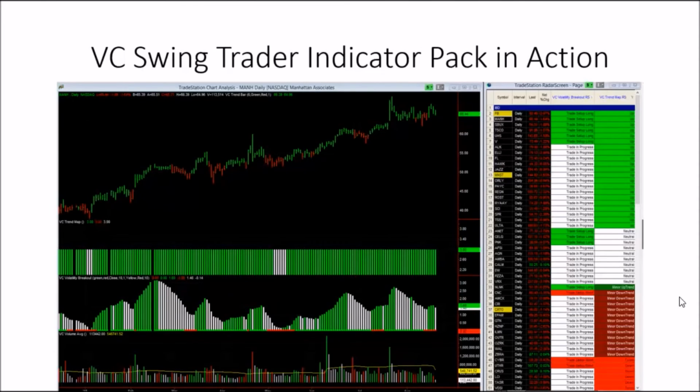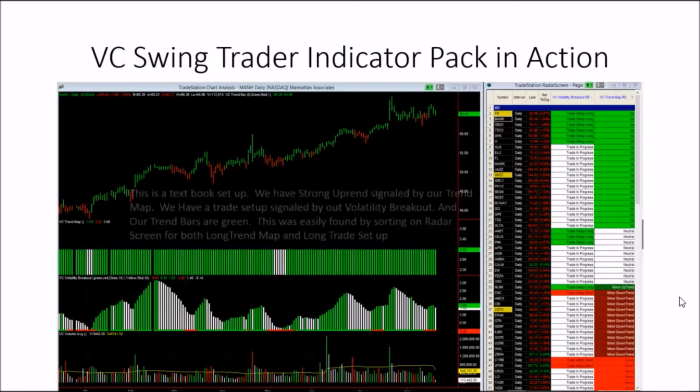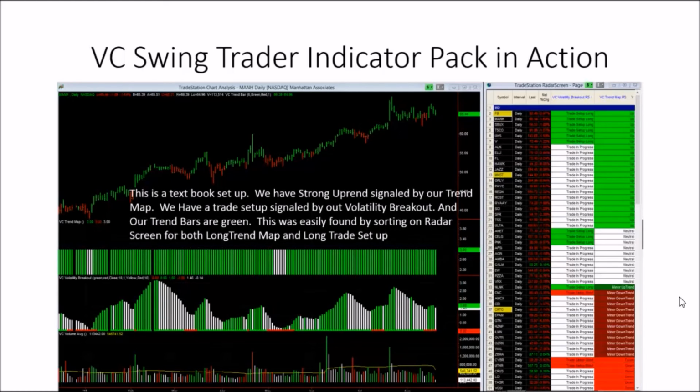So now tying it all together, we have all of our indicators. We can see they all work together, and radar screen is to the right, and it shows a potential setup for MANH. You can see that up there. We have trade setup long in an uptrend. So this is a textbook setup. We have a trade signal by our volatility breakout and our trend map, and we have green bars. And you can see it was found right here at a glance on radar screen.